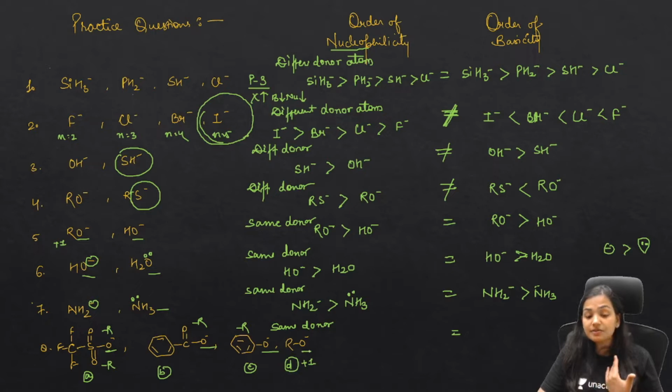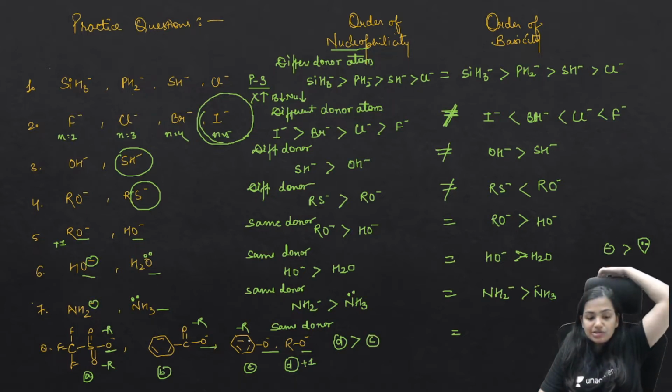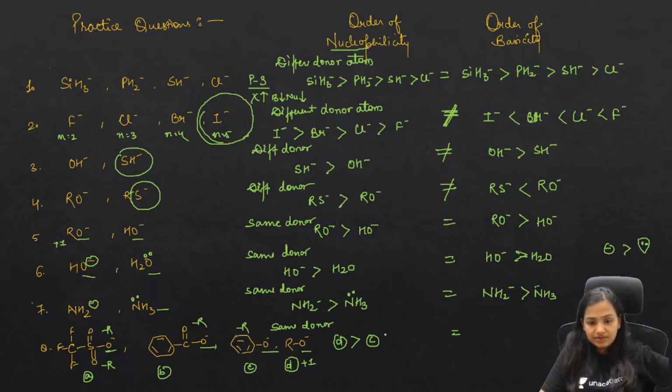RO negative, because of the plus I effect, is going to be a good donor and will give the electron density very easily. So ultimately the order will be D is going to be a better nucleophile than C. Why C? Because here we are having resonance, but the resonance is over the benzene carbon. So when this negative charge undergoes delocalization, it gets delocalized over the carbon, which will not be stabilized. That's why it's C.